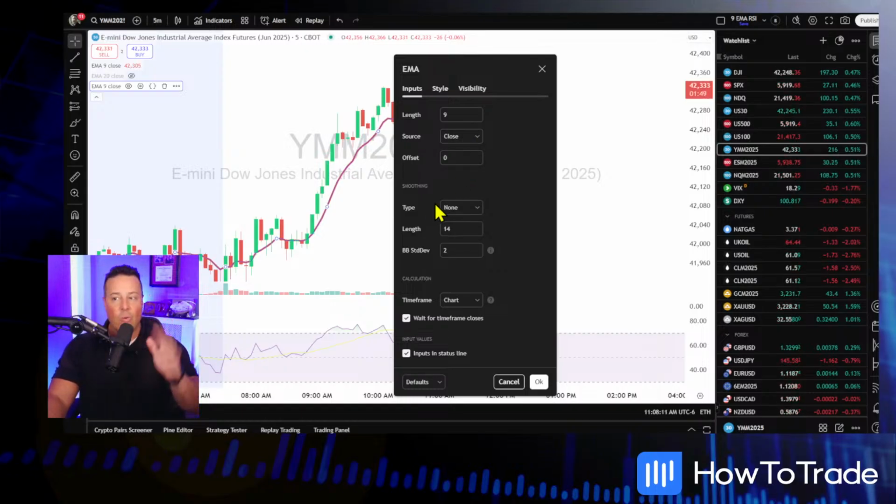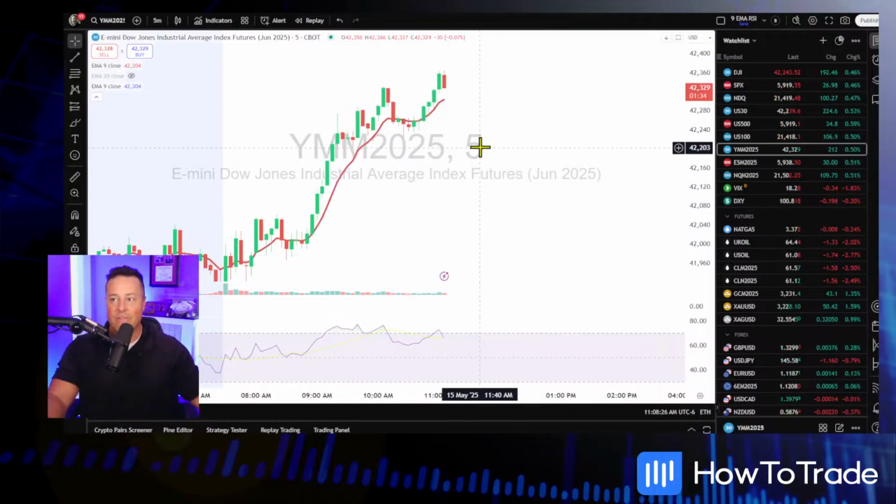That's what we want. We're not worrying about smoothing. We're not worrying about anything. We want to know where the source is and the length. The length is 9. The source is the close. What's the source? The source is just a price point. That's all that it is. So you're going to go ahead and do that. And you can see right there, okay, we've got it added to our chart.